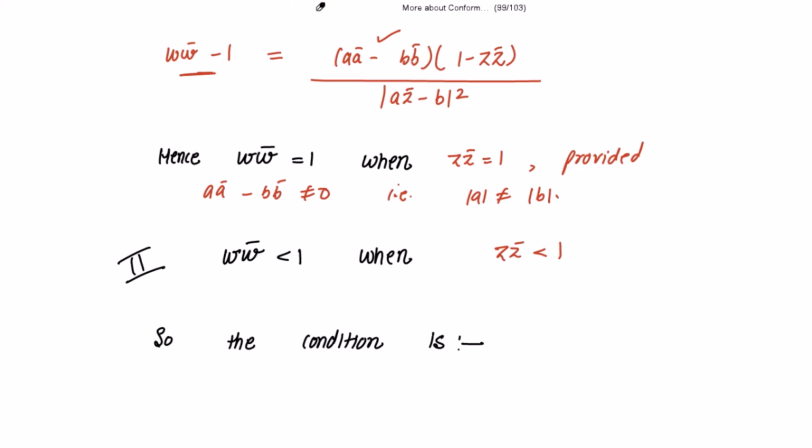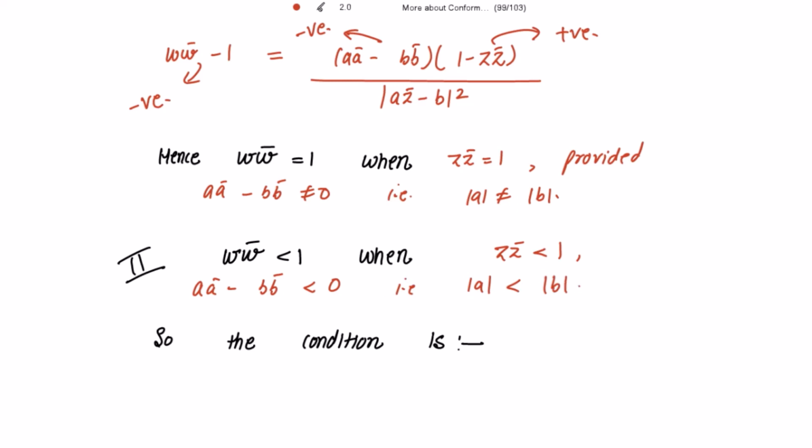Which means z z bar minus 1 should be less than 0, or 1 minus z z bar should be positive. So the second factor is positive. This needs to be negative. So when the right hand side becomes negative, this factor must be negative, which means a a bar minus b b bar should be negative. Yes, the condition is a a bar minus b b bar should be negative, that is mod a is strictly less than mod b.